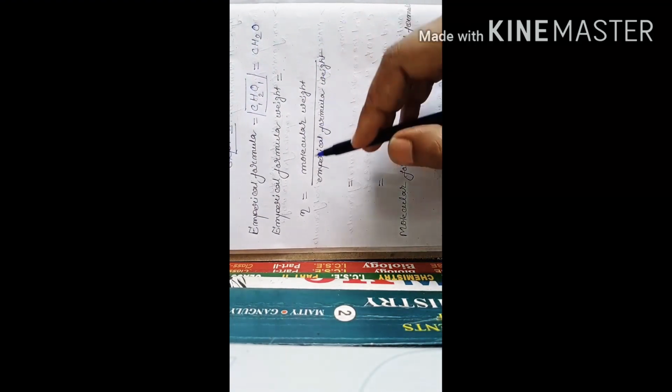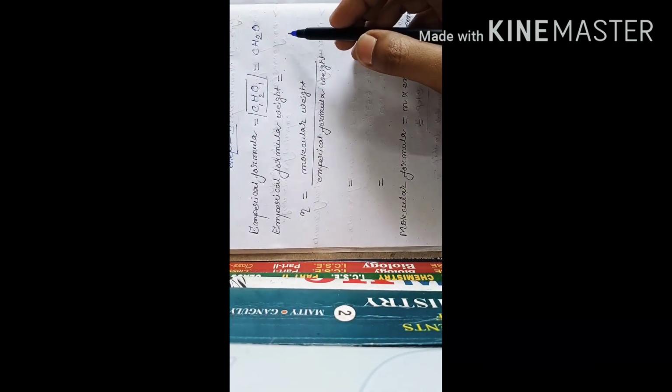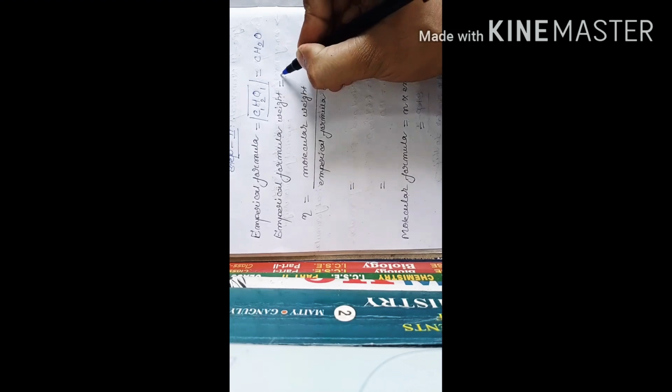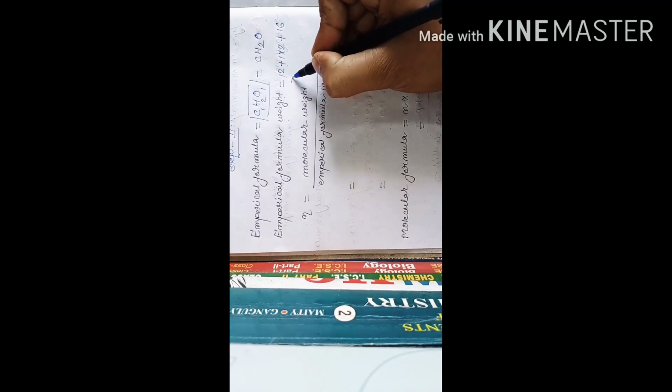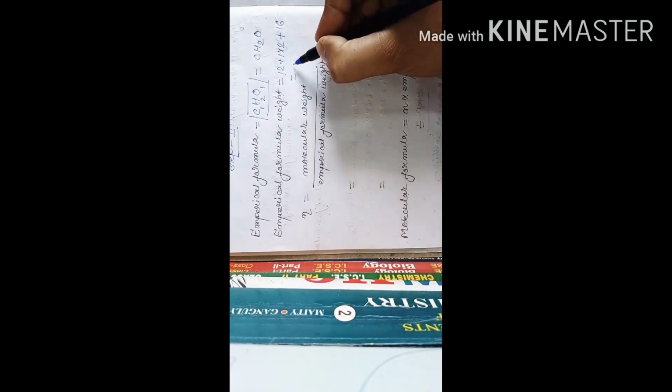Next thing is to find empirical formula weight. Like the way we find molecular weight of a compound, similarly we will find the empirical formula weight of the compound. Mass number of carbon is 12 plus mass number of hydrogen is 1 into 2 plus mass number of oxygen is 16. So the empirical formula weight of the given compound is 30.